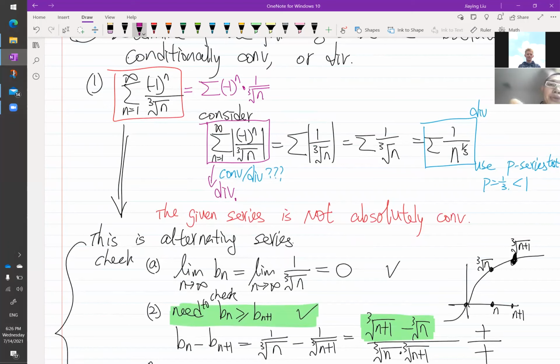In this form, for alternating series, this part is what we call the Bn. It's the part where you put aside the (-1)^n. The remaining part is called Bn. So for the first condition in the alternating series test, we need to take the limit as n goes to infinity of Bn to see if that's 0. That's why we only use 1 over the cube root of n, not -1.